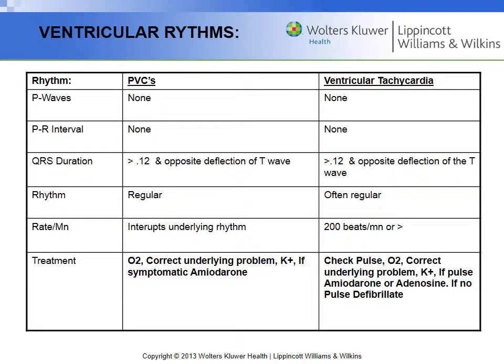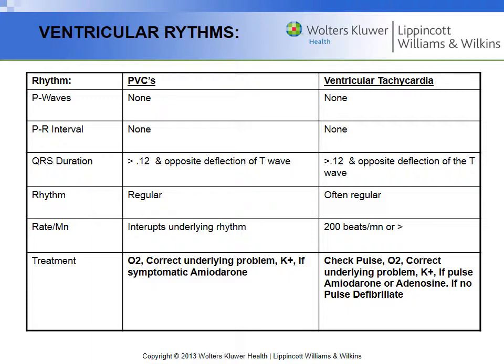Ventricular rhythms. The P waves, there are none, especially with PVCs. The PR interval is absent because the atria are not working. The QRS duration is greater than 0.12 and of opposite deflection of the T wave. The rhythm is regular. The rate interrupts the underlying rhythm or is rapid. And treatment of PVCs is O2, correct the underlying problem if it's hypoxia or potassium, and if symptomatic, amiodarone.